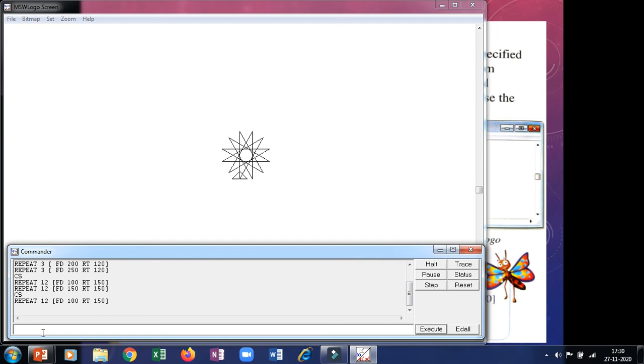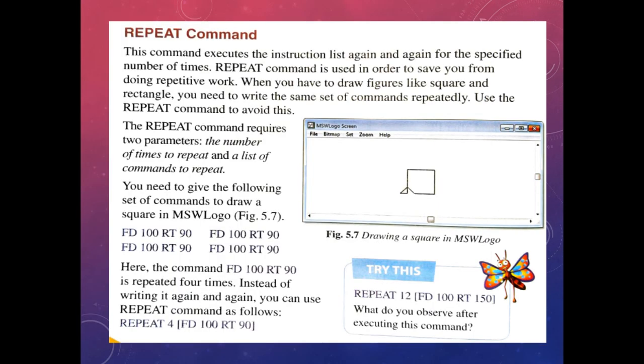This one is the first one which is given in the book, and this one is with 150. Instead of 100 I have written 150 forward, that is the number of steps. So we got a bigger image. So you all practice. We will continue the chapter, how to draw a circle, from the next video.